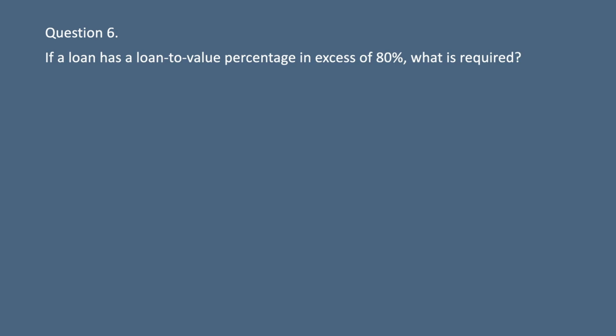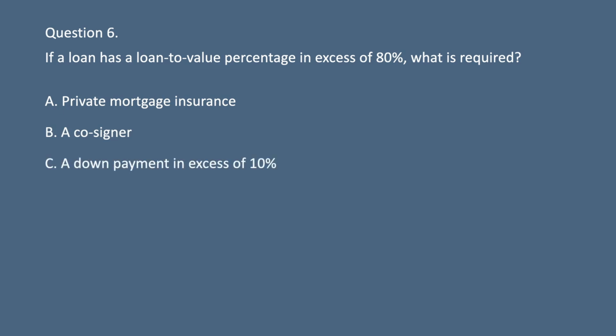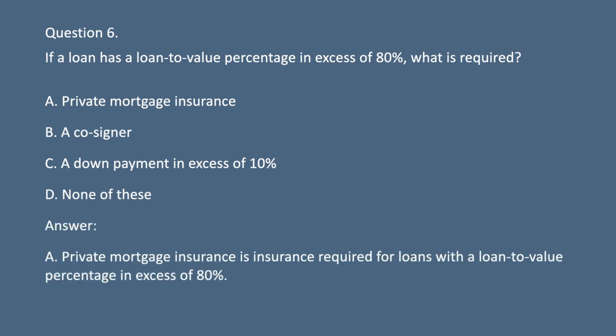Question 6. If a loan has a loan-to-value percentage in excess of 80%, what is required? A. Private mortgage insurance. B. A cosigner. C. A down payment in excess of 10%. D. None of these. Answer A. Private mortgage insurance is insurance required for loans with a loan-to-value percentage in excess of 80%.